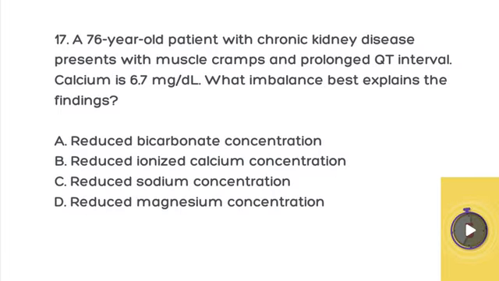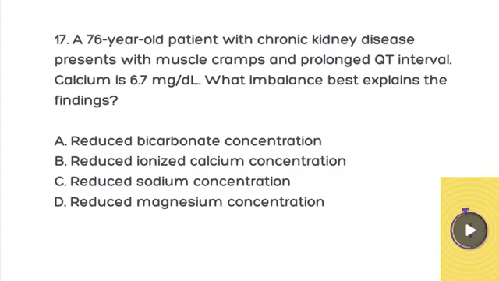Let's go to question number 17. I think we're in 17 right now. A 76-year-old patient with chronic kidney disease presents with muscle cramps and prolonged QT. The calcium is 6.7. What imbalance best explains these findings?